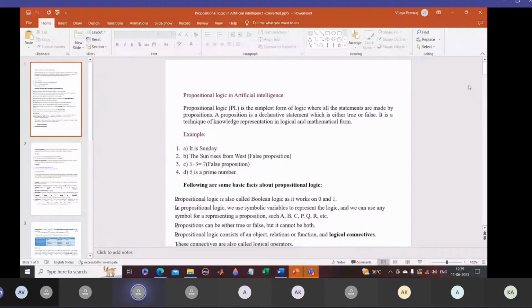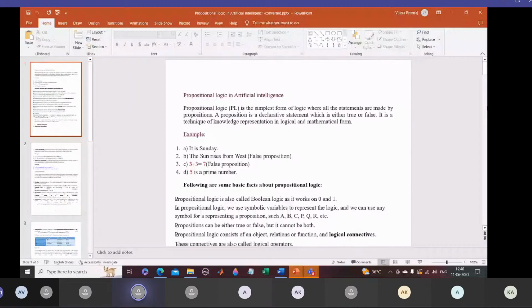So what is known versus unknown in PL? Known and unknown are not actually a feature of PL; they are a feature of an environment. PL means propositional logic, the simplest form of logic. All the statements made in it are called propositions. A proposition is a declarative statement, and you can say whether it is true or false. In a known environment, the results for all actions are known to the agent.